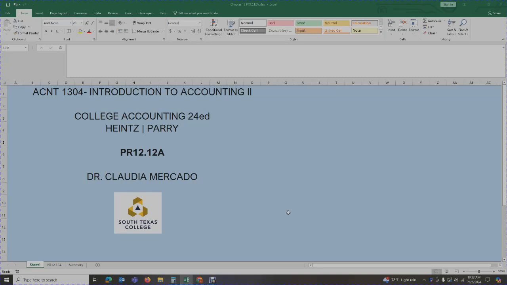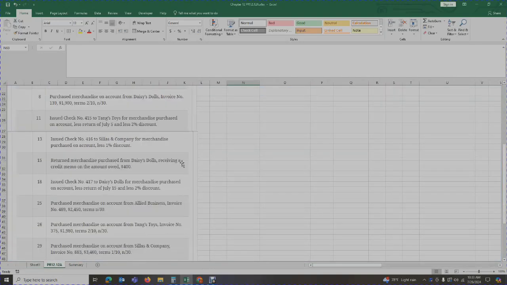Okay, so the problem that we are going to be tackling today is quite lengthy once again. So I usually tend to select those more complex problems to go over with you, which will also be on your exam. This is problem 12-12A. Now let's look at the problem.